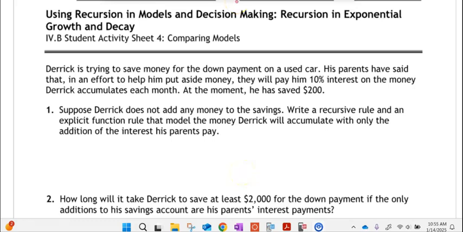So in this first example, it says Derek is trying to save money for the down payment on a used car. His parents have said that in an effort to help him put aside money, they will pay him 10% interest on the money Derek accumulates each month. At the moment, he has saved $200. Suppose Derek does not add any money to the savings. Write a recursive rule and an explicit function rule that model the money Derek will accumulate with only the addition of the interest his parents pay.